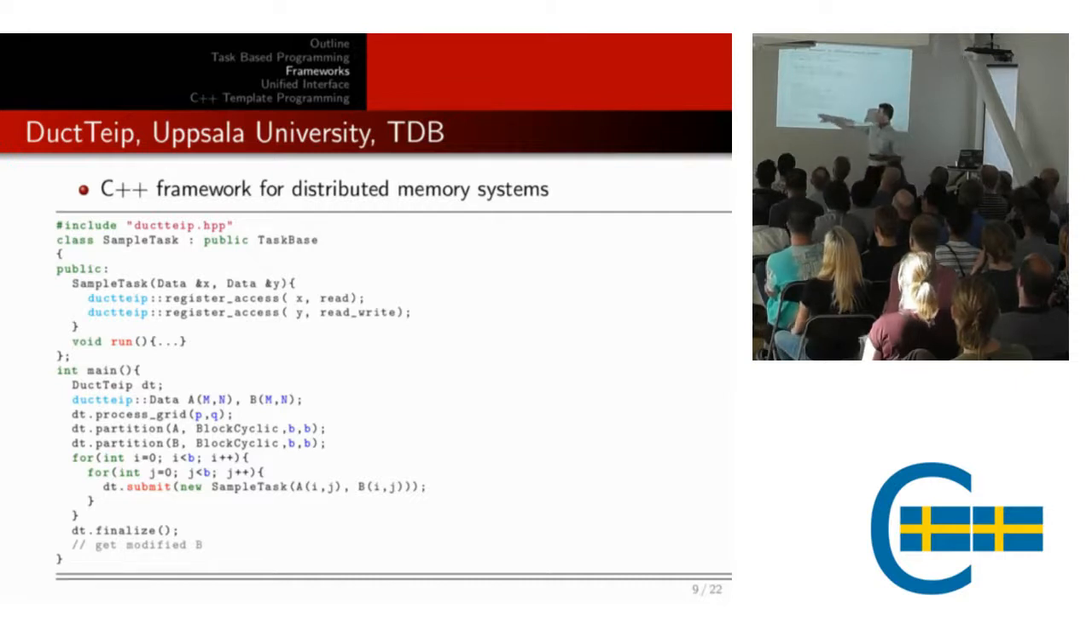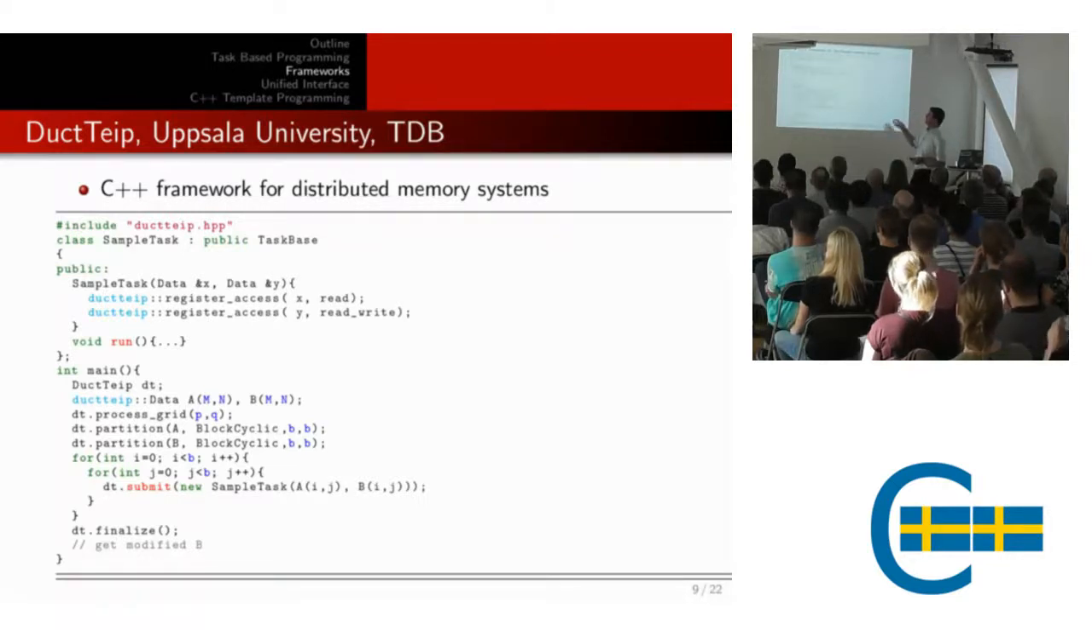And here again we submit to the DuckTip framework new instances of some tasks with two parameters, where the first one is read and the second one is read-write. And then at the end, at the finalize, after calling the finalize of DuckTip, we can use the output, which is ready to use. And all the other synchronizations, parallel executions, and background communications are done by the framework itself.